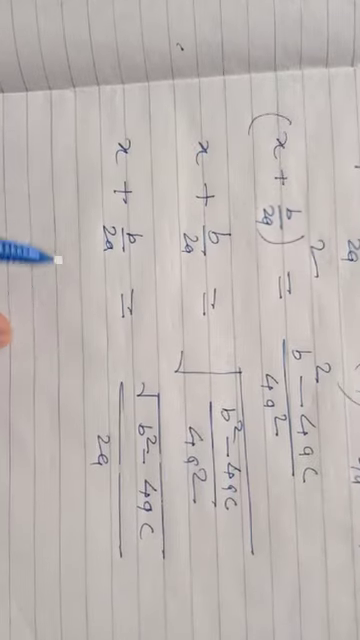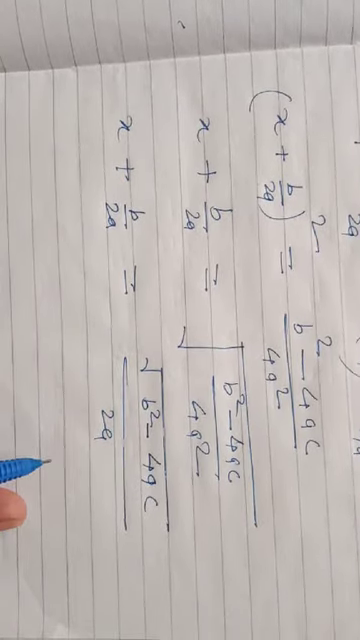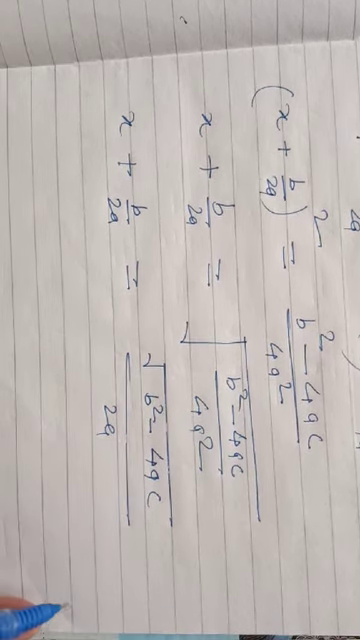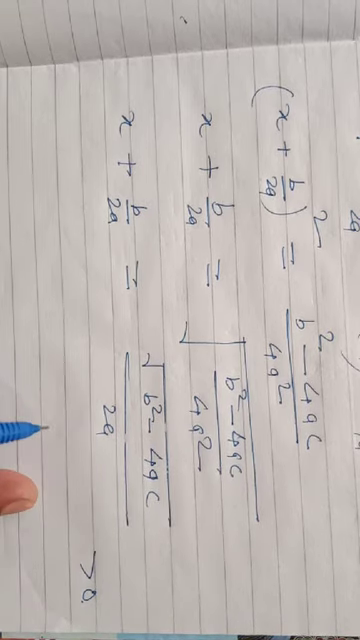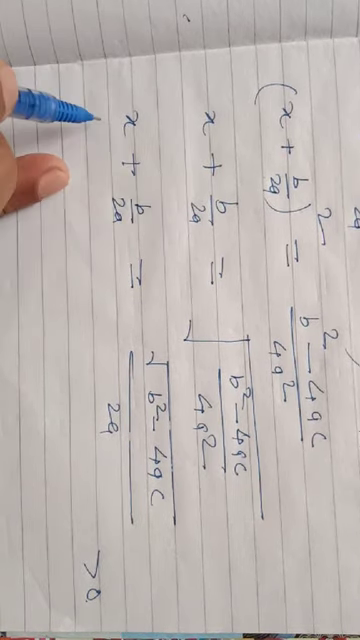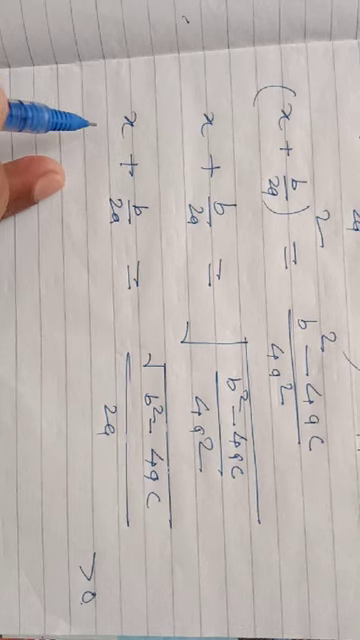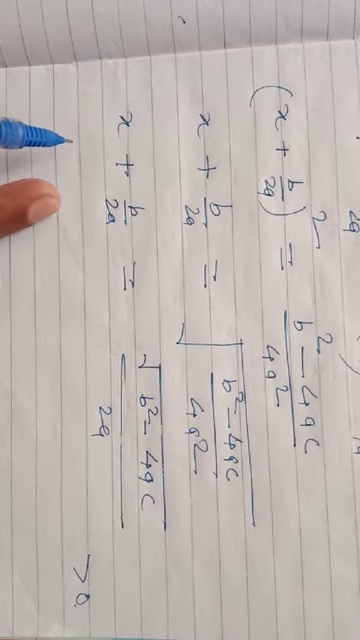Okay, now you can see the value is positive. If the value is positive, that is, greater than 0, then roots exist, and then you can shift the b upon 2a to the RHS and find the value of x. That is the steps to get the roots of quadratic equations using the completing the square method.